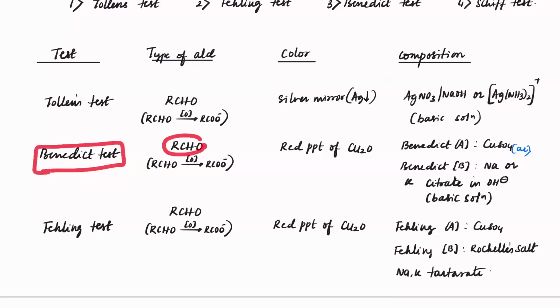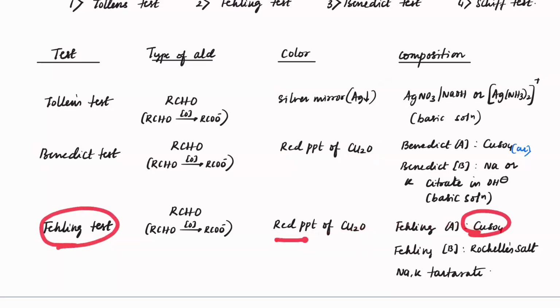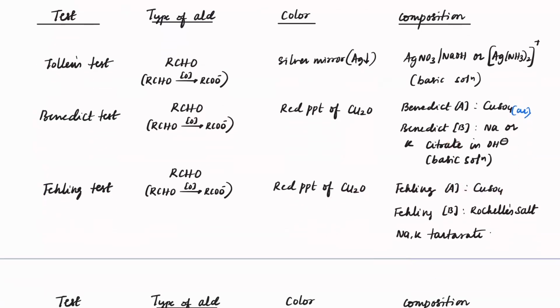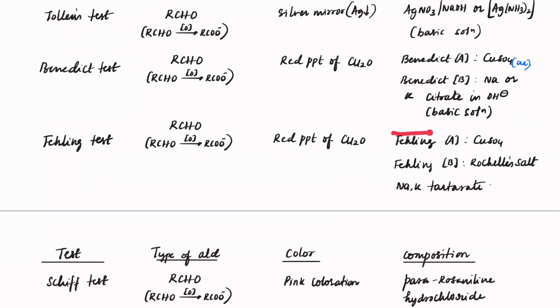Benedict test is converting aldehydes to acids and using copper sulfate solution here, you would be getting a brick red PPT of Cu2O. Fehling's is also the same, using copper sulfate. You'll get a brick red precipitate. Only here there are 2 different solutions we'll be adding before the reaction. One is Benedict A, which is copper sulfate solution, and Benedict B, which is sodium or potassium citrate salt. Here, Fehling's A solution, which is copper sulfate, and Fehling's B, which is Rochelle salt. Rochelle salt is sodium potassium tartrate.